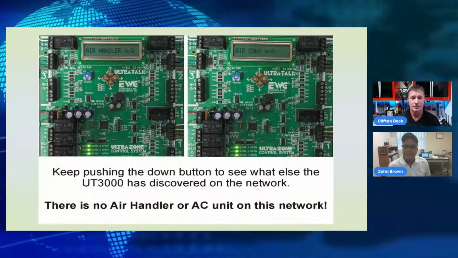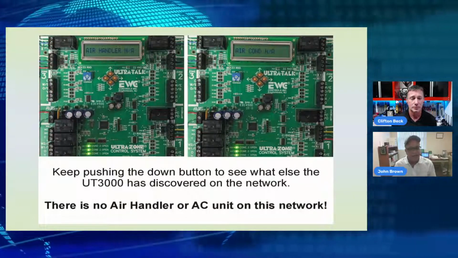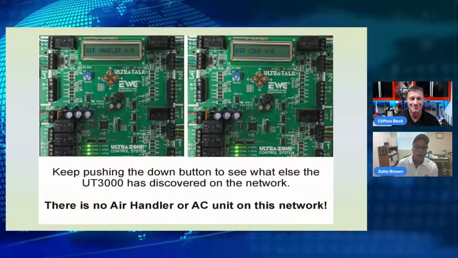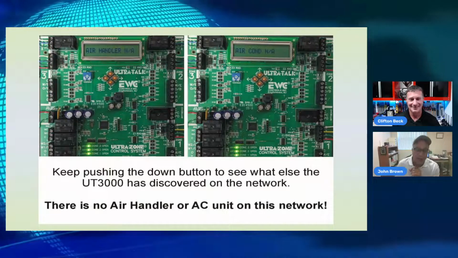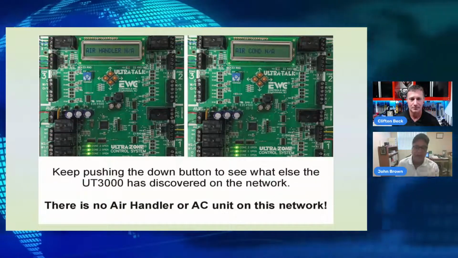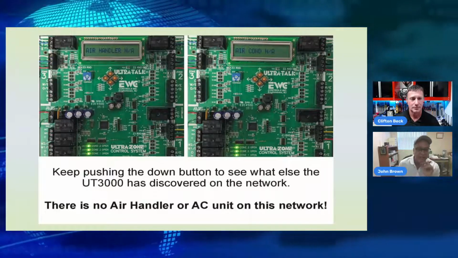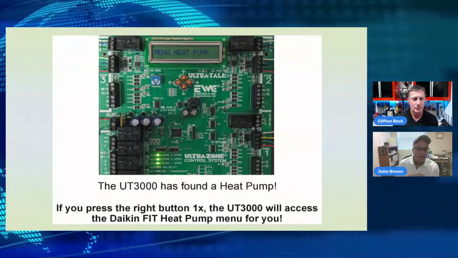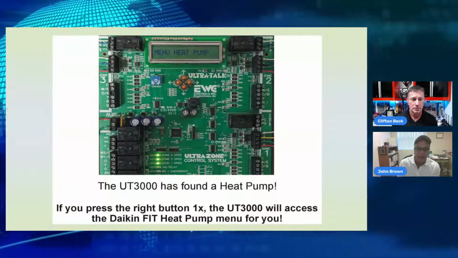Exactly. So, we saw the furnace, but we don't want to access the furnace. We want to access the outdoor unit. So you keep hitting the down button and it will show you what is not on the equipment network. There is no air handler. Of course not. We found a furnace, so there is no air handler. There's no air conditioner. So we keep hitting the down button. And lo and behold, we found a heat pump. That is the UT3000 found a furnace and it found the heat pump.